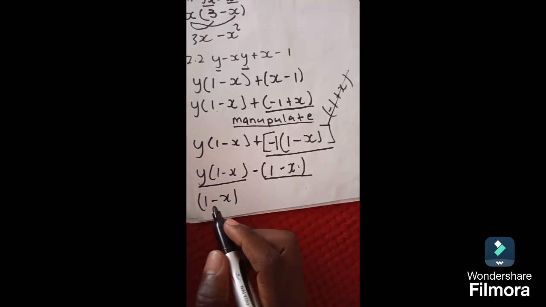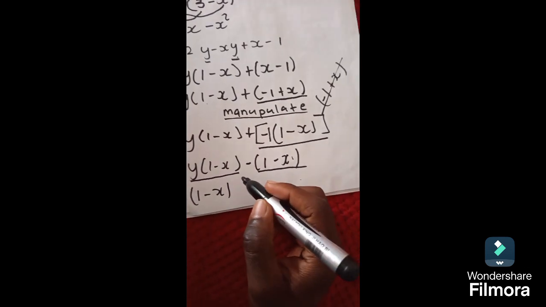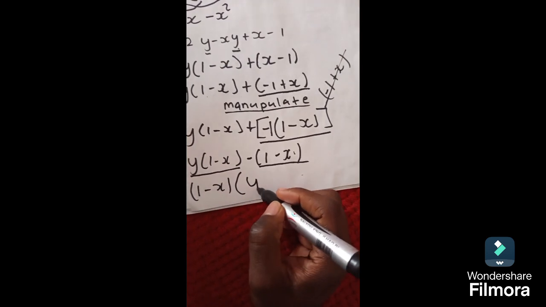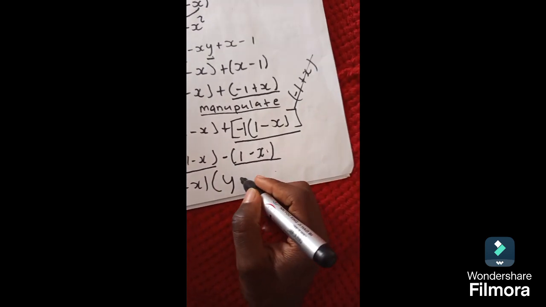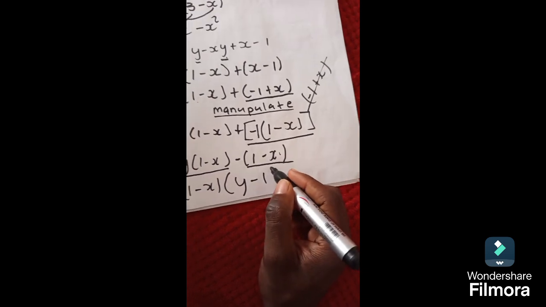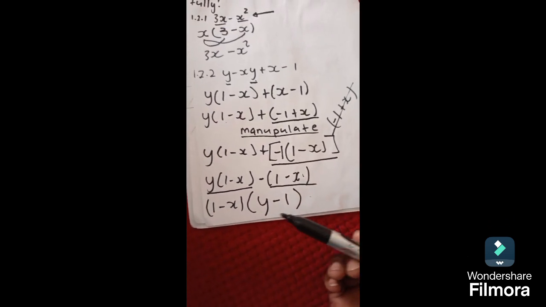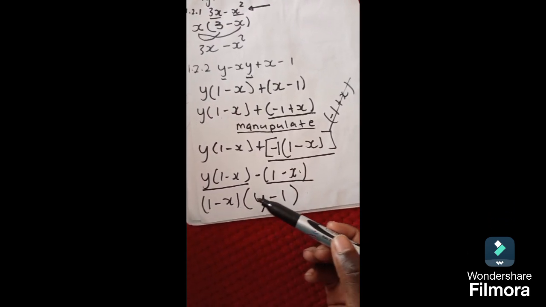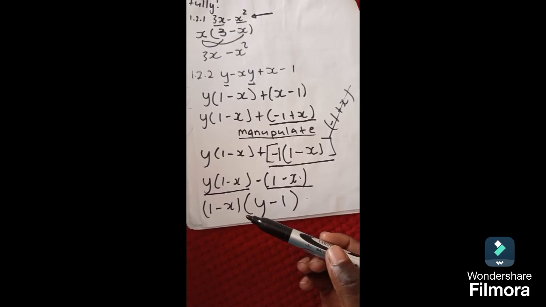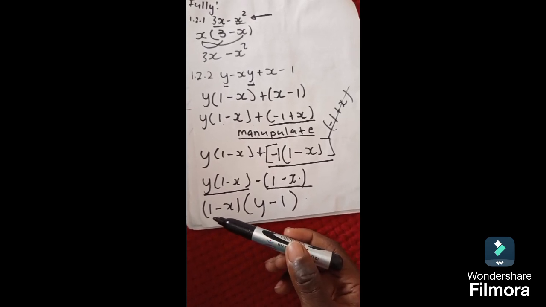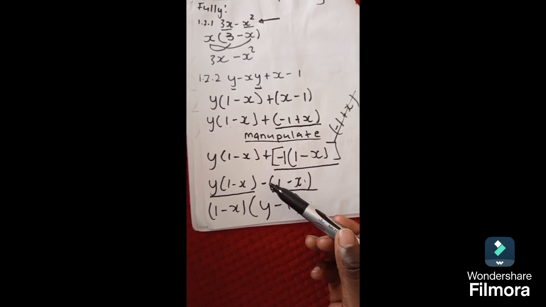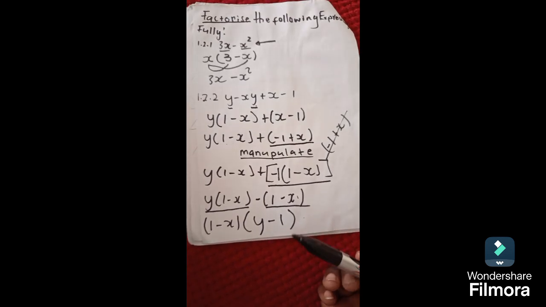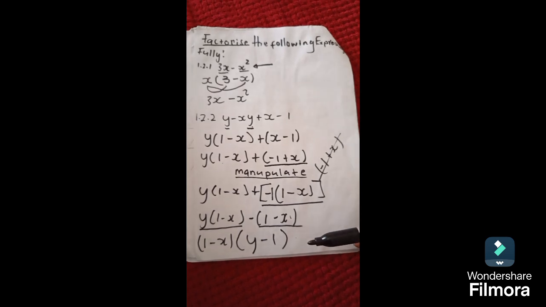On the first term, if you take out 1 minus x, you are going to be left with what? Y. And then on the second term, if you take 1 minus x, this bracket, you're just going to be left with what? 1. Once again, if you were to multiply this expression by this expression, it will return you to this one, right? So now you are done with your problem.